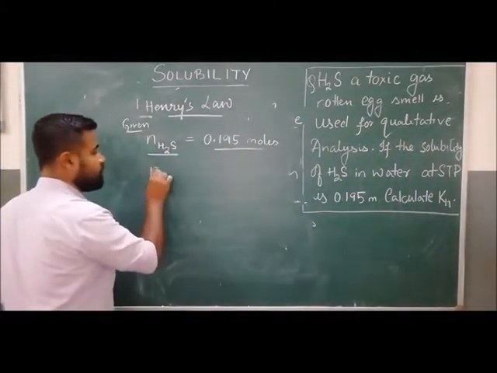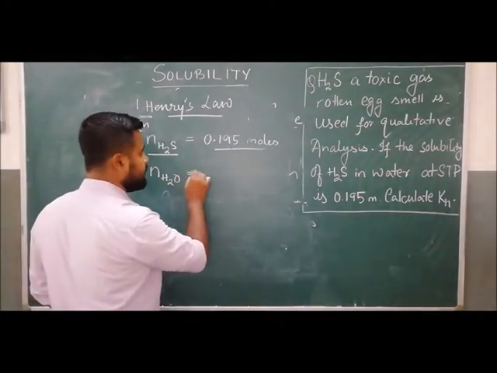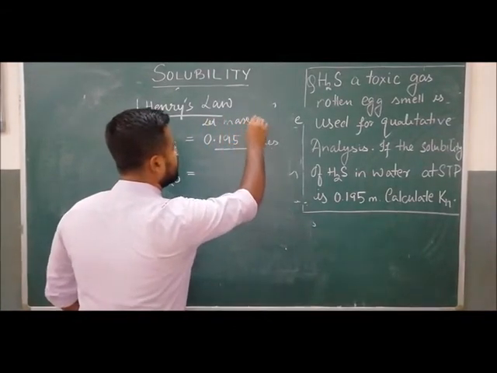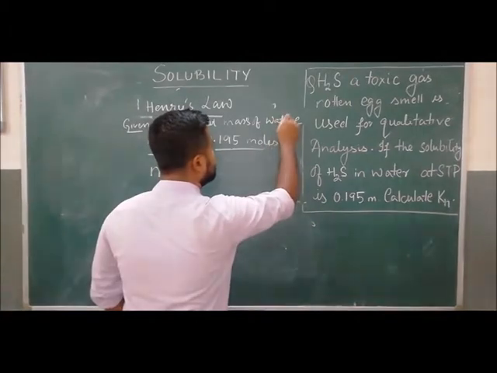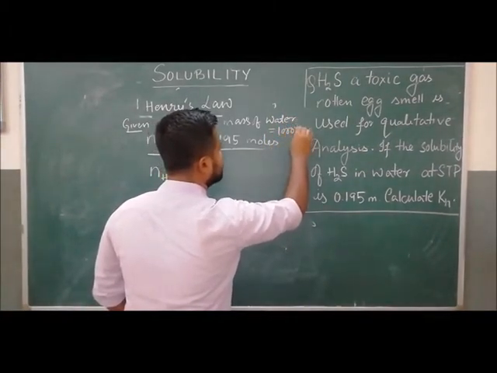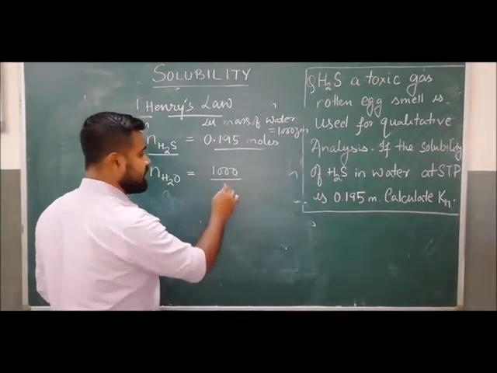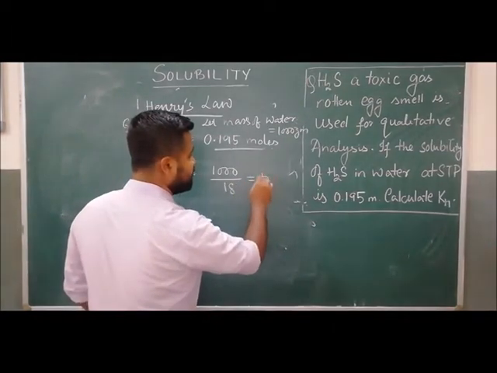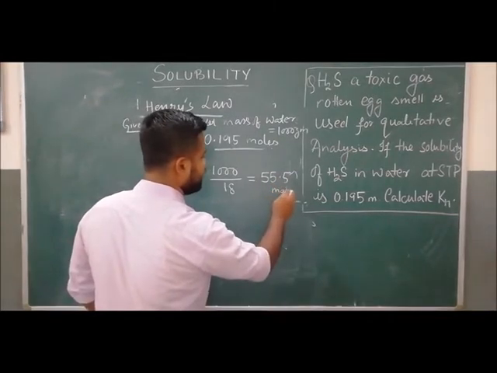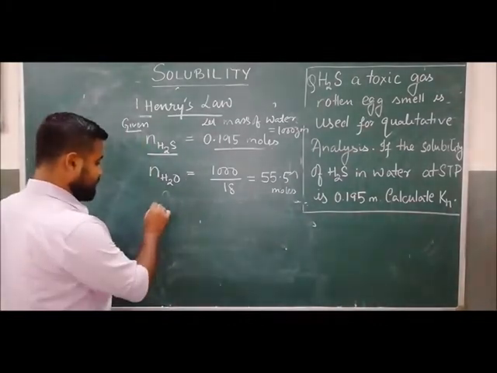So now find out the number of moles of water. We have taken the mass of water as 1 kg or 1000 gram. So 1000 divided by the molar mass of water, 18, gives 55.5 moles. Clear?